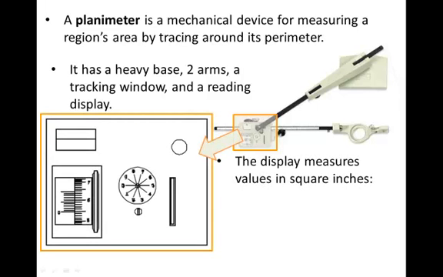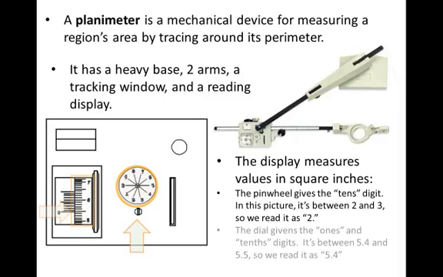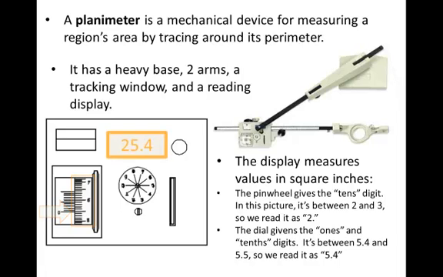So the display will look something like this. It measures values in square inches using two different spinning wheels. The first is this pinwheel which spins around, and that gives the tens digit of an area. In this picture, the pinwheel is between 2 and 3, so we'll read it as the smaller of those numbers, 2. The other spinning wheel is this dial over here. It gives the ones and tenths display. In this case, the spinning wheel is calibrated between 5.4 and 5.5, so we take the smaller number and we get 5.4. So that means this display is reading the number 25.4: 2 in the tens, 5 in the ones, 4 in the tenths.